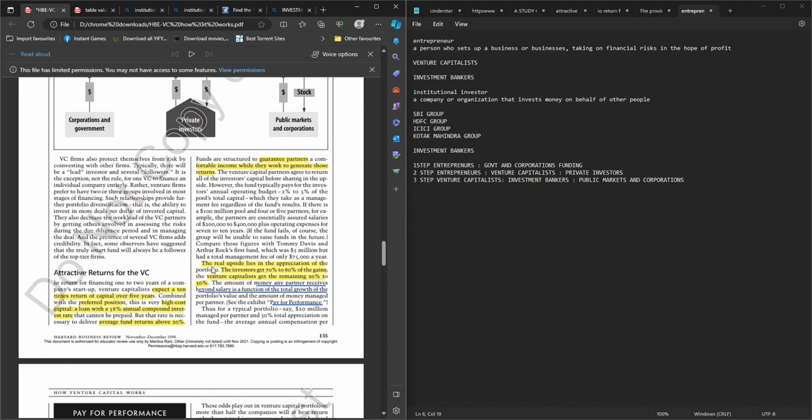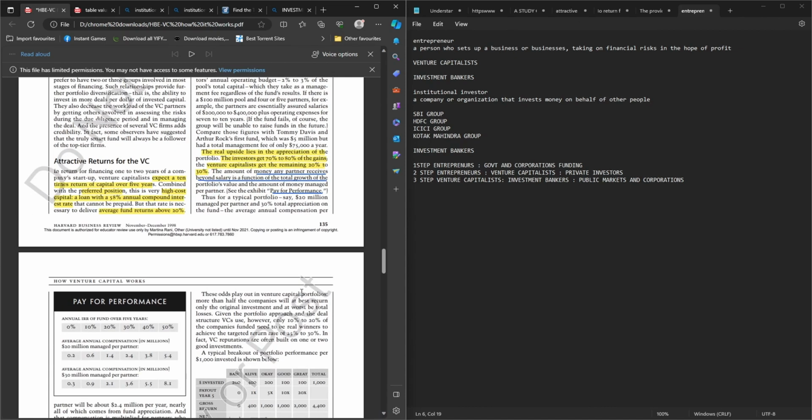Then there is one point highlighted here. The real upside lies in the appreciation of the portfolio. The investor gets 70 to 80% of the gains, and the venture capitalist gets the remaining 20 to 30%. The amount of money any partner receives beyond salary is a function of total growth of the portfolio value. So it is pay for performance. Every person gets a salary, but apart from that, any gains are totally based on the company's performance.